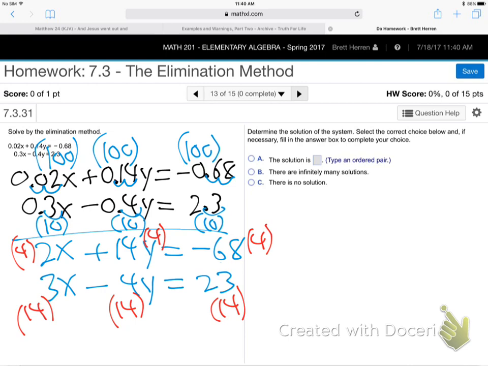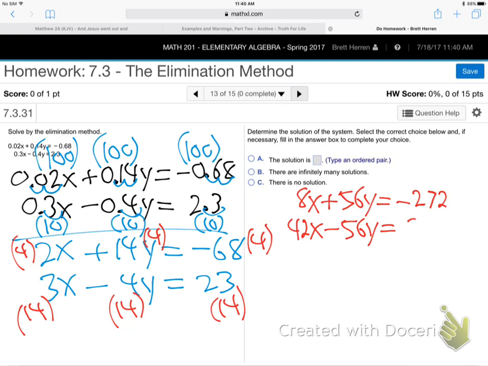And what do we have? We have 8x plus 56y is some big number, 240, 272, negative. And then this will be 42x minus 56y, and I don't know, 230 and 92. I can't do that. 330, 322. All right? Yeah. It is 322. 322. Thank you.